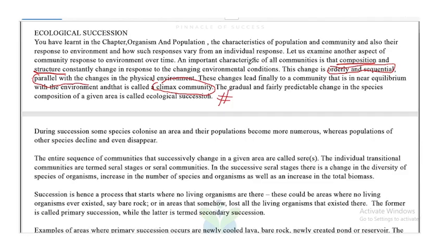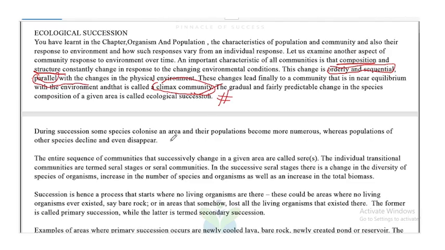So first we have seen the community response to environmental changes. It is orderly and sequential, and it is parallel to the changes in the physical environment, and these changes lead to a community that is in equilibrium with the environment, and that community is known as a climax community.